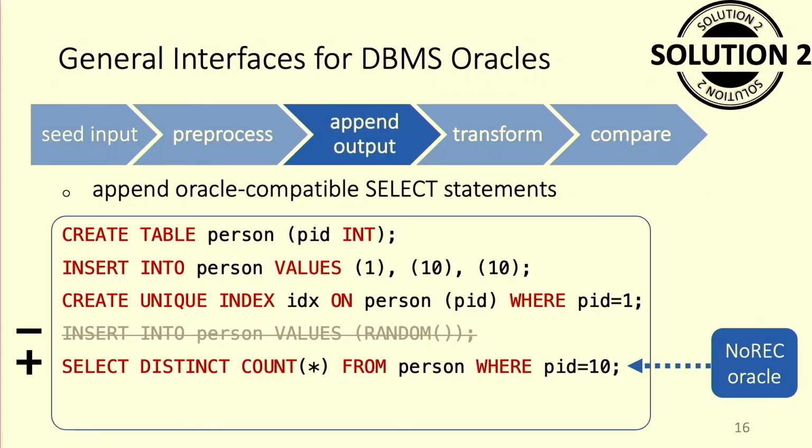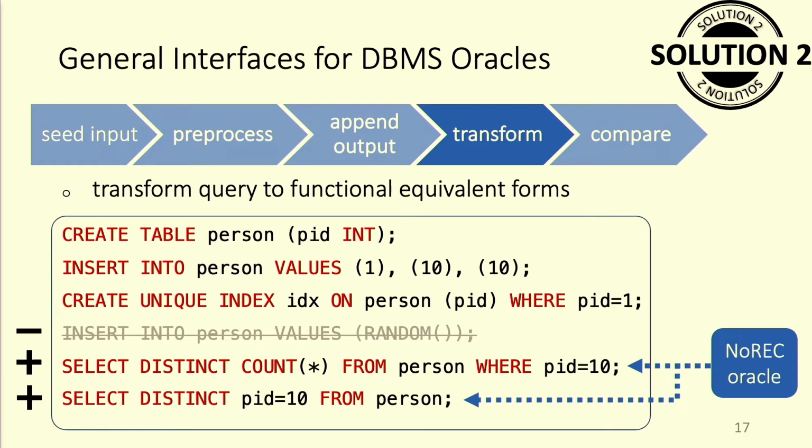The second API is append output. It appends Oracle-compatible select statements to the query sets. Here, we take the NoREC oracle proposed by SQLancer, for example. The select statements in the format of select something, from something, where something will be inserted.